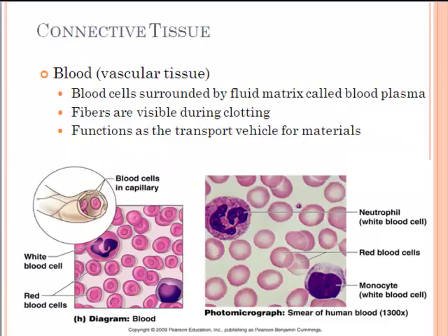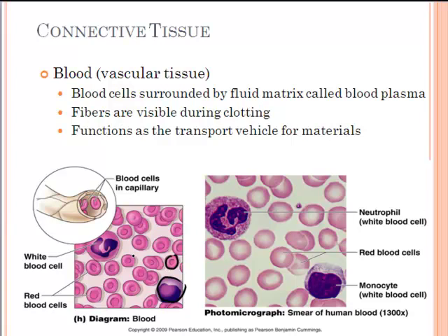Okay, next we have blood. And as we've been talking about connective tissue, we've been talking about the extracellular matrix and this idea of fibers. And so when you look at blood, initially you may say, well, where are the fibers? The cells are obviously here. So we have our red blood cells, our white blood cells, and we have this extracellular matrix, this fluid matrix that they're floating in. But there are fibers in blood, they're just not readily visible.